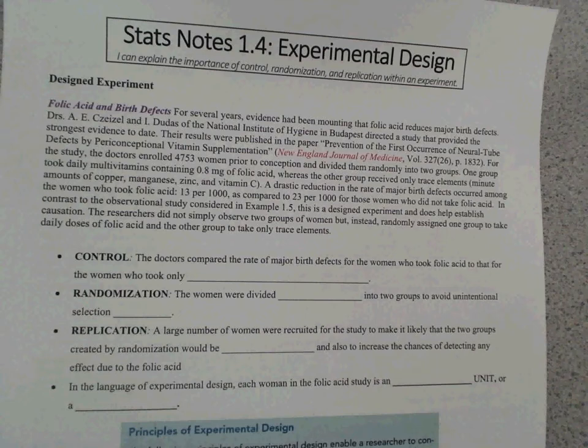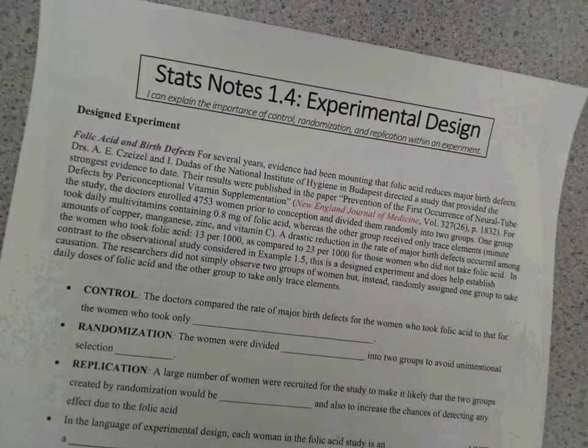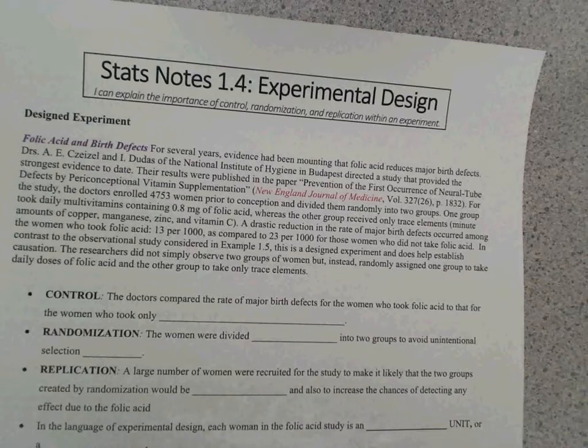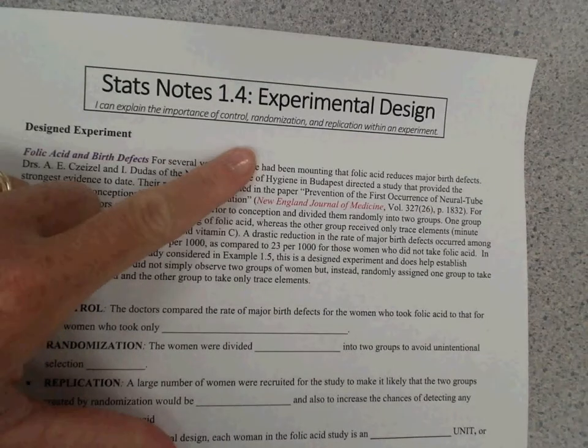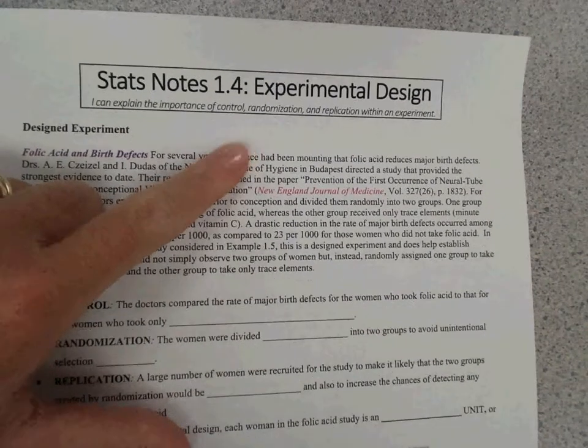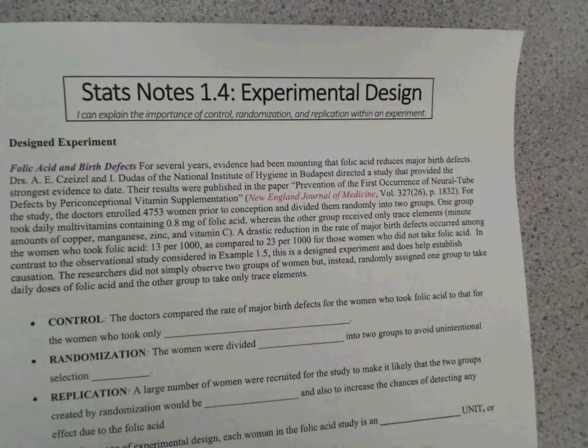Today's lesson is 1.4 experimental design. Our goal today is to be able to explain the importance of control, randomization, and replication within an experiment. So we'll start with an example of an experiment with folic acid and birth defects.